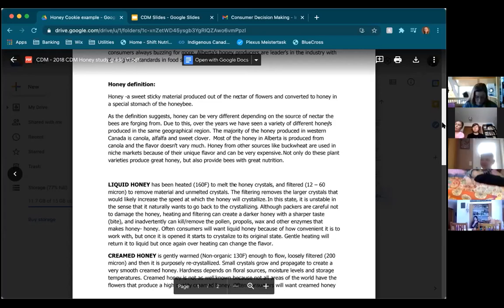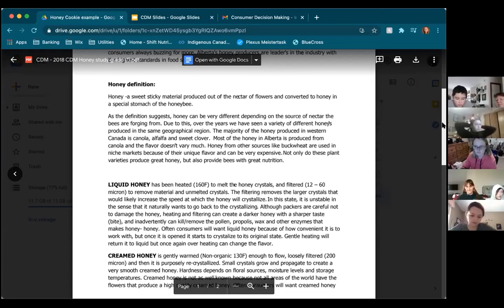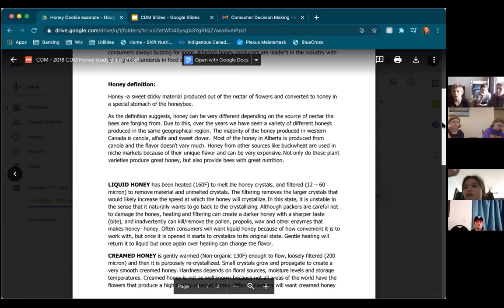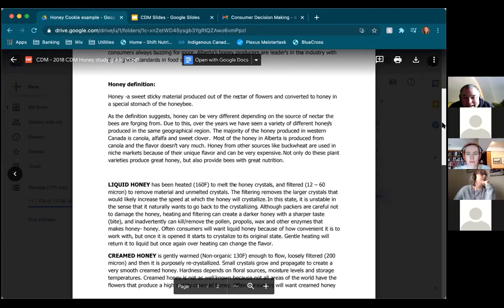The majority of honey produced in Western Canada is canola, alfalfa, and sweet clover. Most of the honey in Alberta is produced from canola, and the flavor doesn't vary much. Honey from other sources like buckwheat is used in niche markets because of its unique flavor and can be very expensive. Not only do these plant varieties produce great honey, but they also provide bees with great nutrition. Okay, now we're going to talk about the different ways that honey is sold.